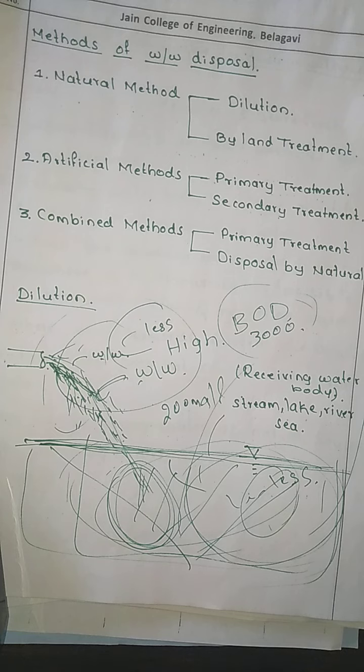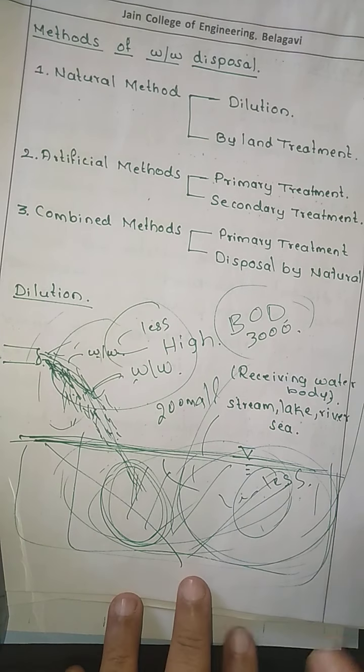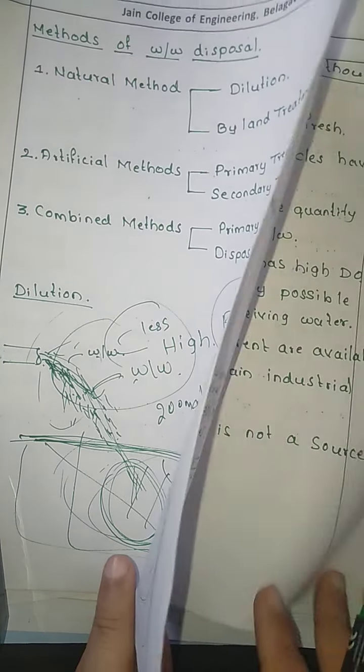Okay. Where the effluent is not likely to be dispersed easily due to the tides, or the winds. So these are the different conditions when treatment is going to become necessary for your wastewater disposal.